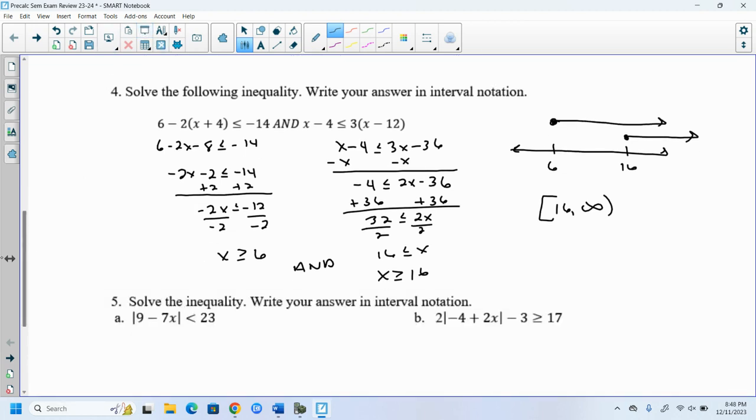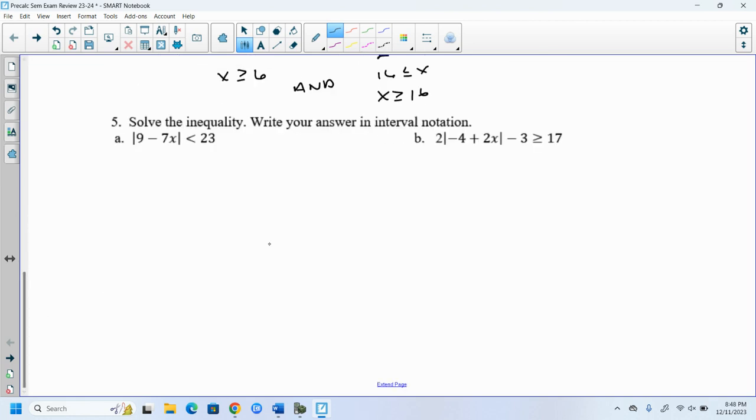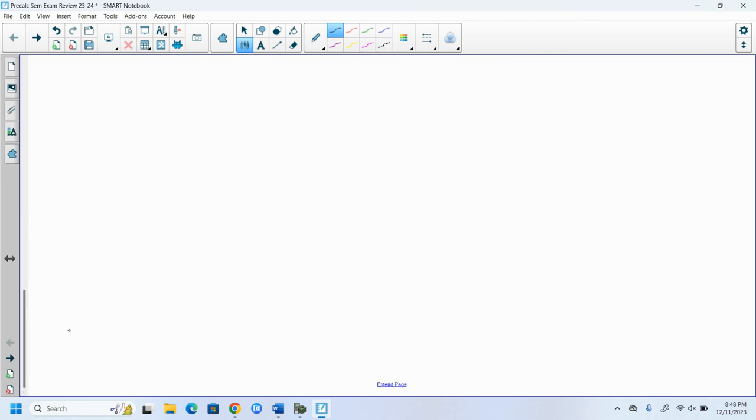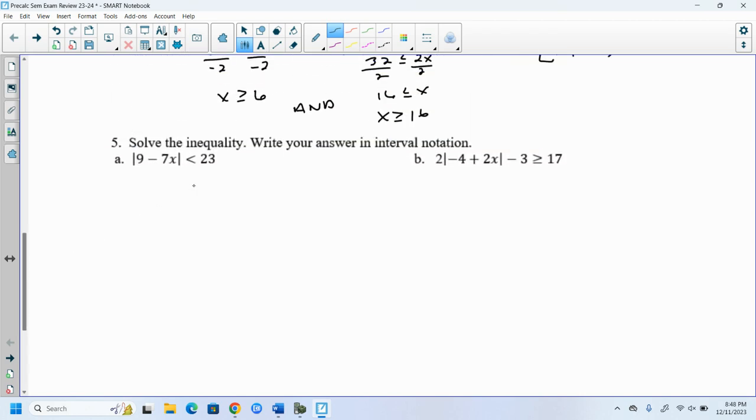Number 5. Okay, we got two things going on. Absolute value inequalities. We talked about less than, and we talked about greater than or equal to. This is going to be an and problem. And you can either split it up, and you can make it 9 minus 7x greater than or equal to negative 23, and 9 minus 7x is less than 23.